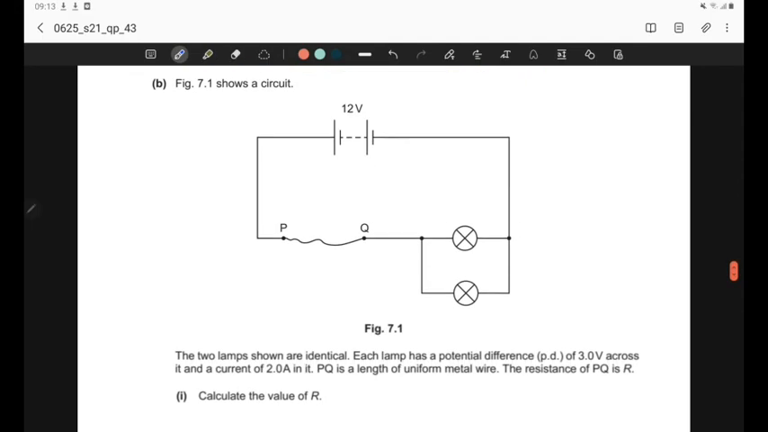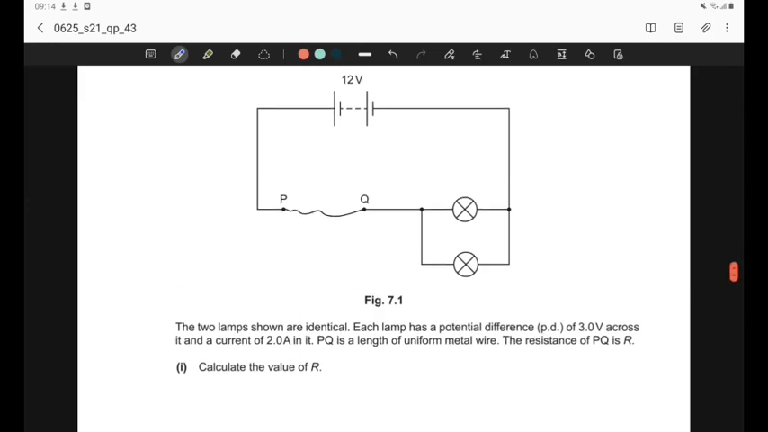Part B, figure 7.1 shows a circuit. The 2 lamps shown are identical. Each lamp has a potential difference of 3 volt across it and a current of 2 ampere in it. PQ is a length of uniform metal wire. The resistance of PQ is R. Calculate the value of R.